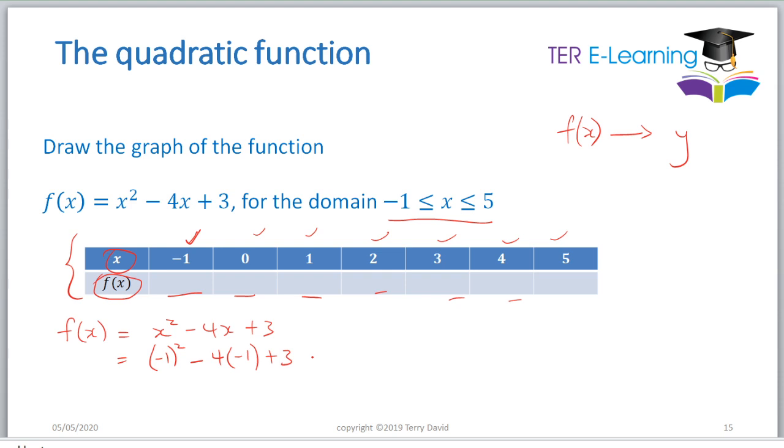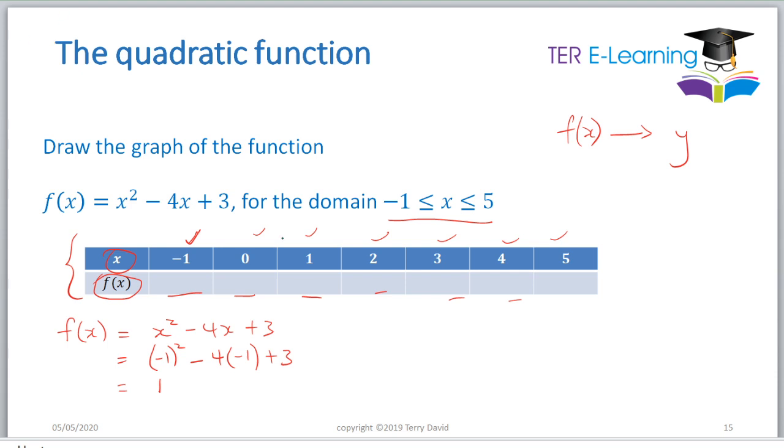When they have a minus sign in front of the number, they have problems, right? So watch carefully what I'm doing here. The first thing I'm going to do is square the -1. -1 squared gives me 1, right?